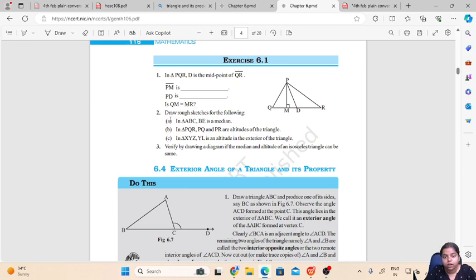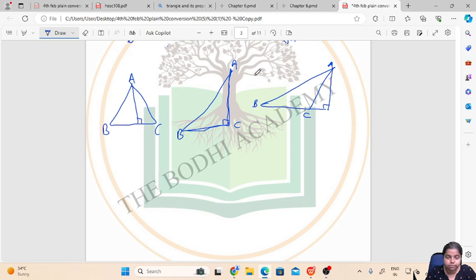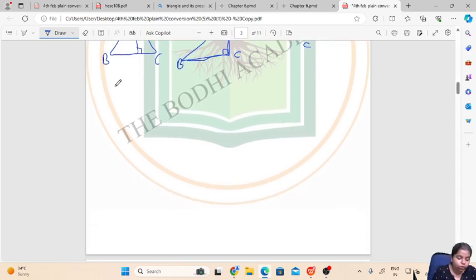Okay, so now draw rough sketches for the following. What they have told is: draw rough sketches for the following, that is triangle ABC, with A, B and C. BE is a median. So from vertex B we have to draw a median, because they have told the name of the median as BE. So we have to draw it from B.